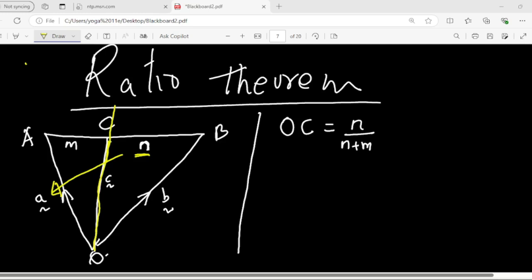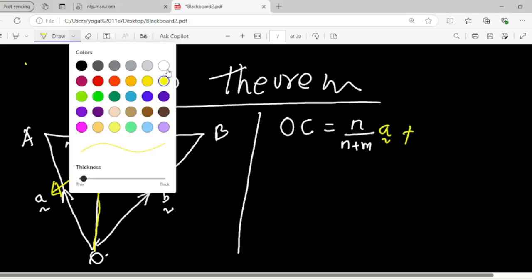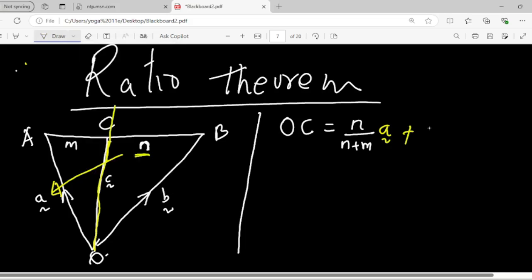Next, plus M over N plus M, and then times which vector? Times the vector which is in the opposite. Now let us look. This is M. The vector that is the opposite of M. The opposite of M is this direction here.